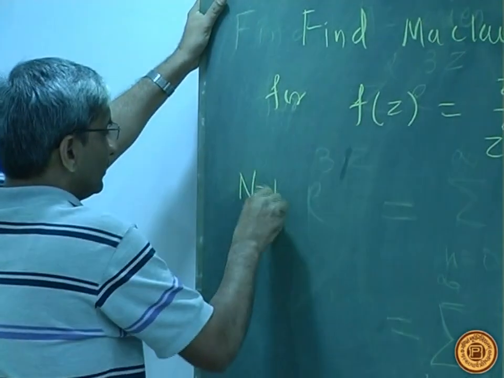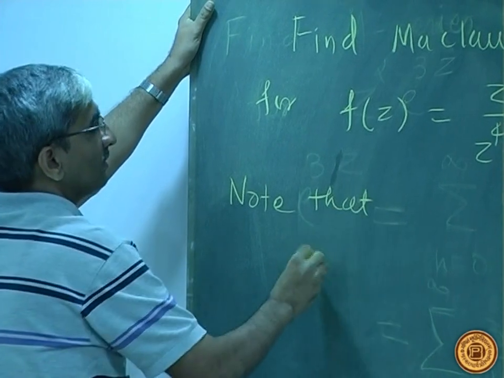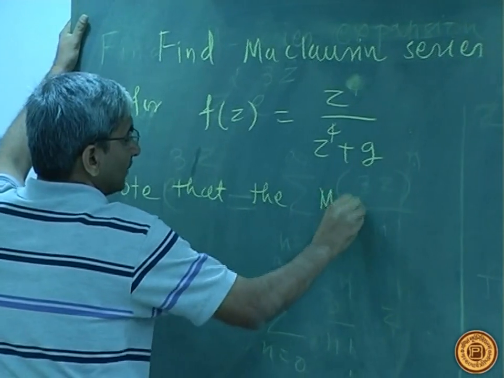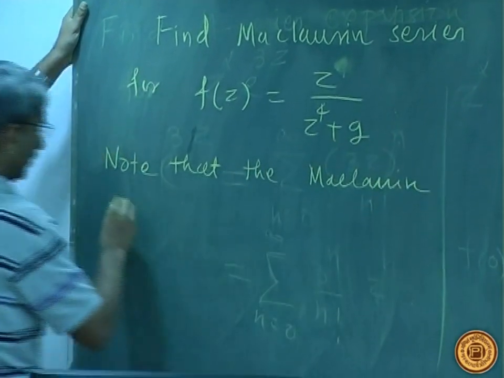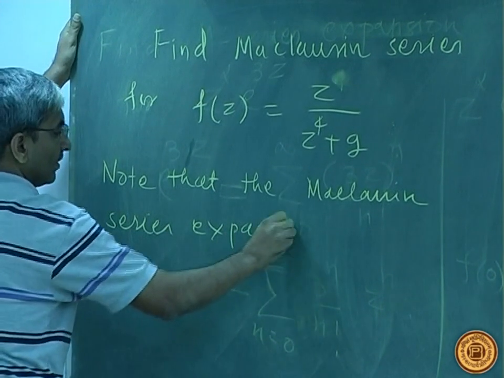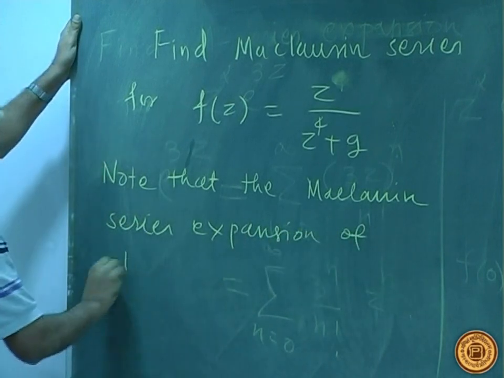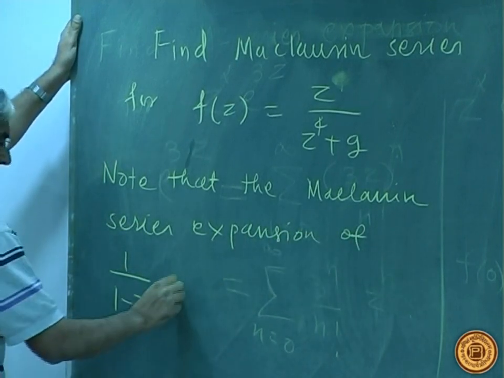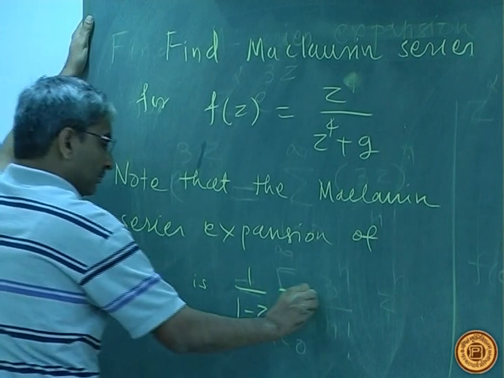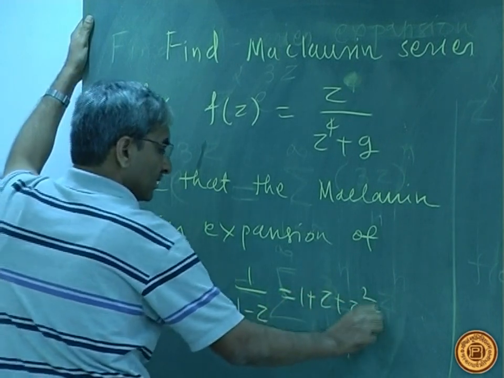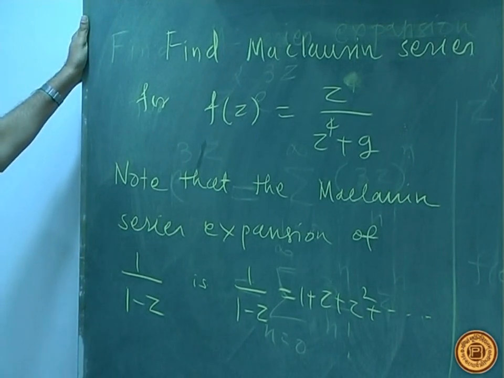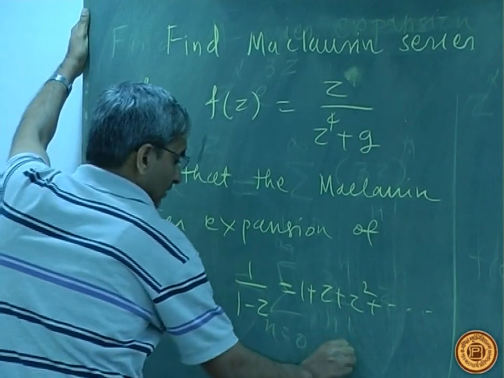So note that the Maclaurin series expansion of 1 over 1 minus z is 1 over 1 minus z is equal to 1 plus z plus z square, so on, and this is valid only if mod z is less than 1. Okay. So if mod z is less than 1.